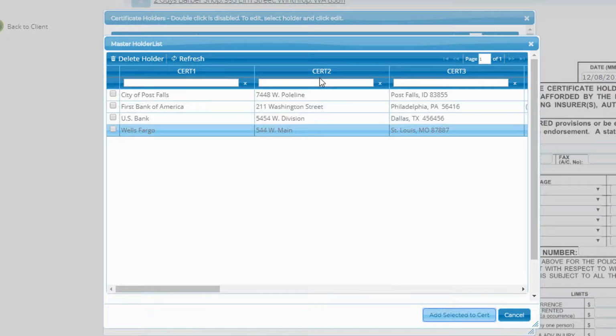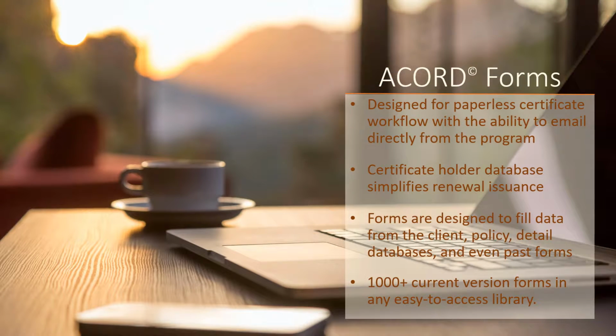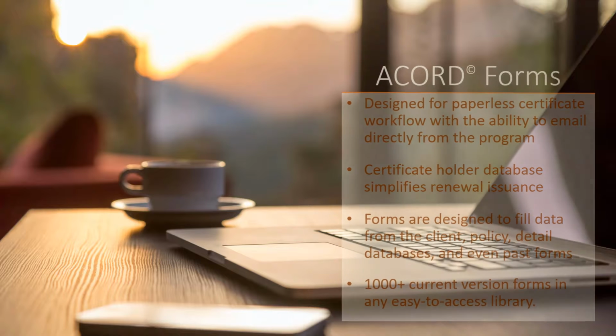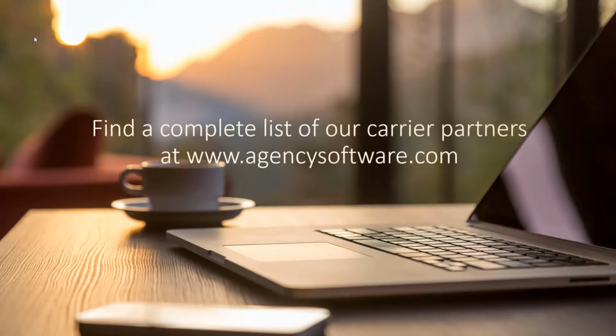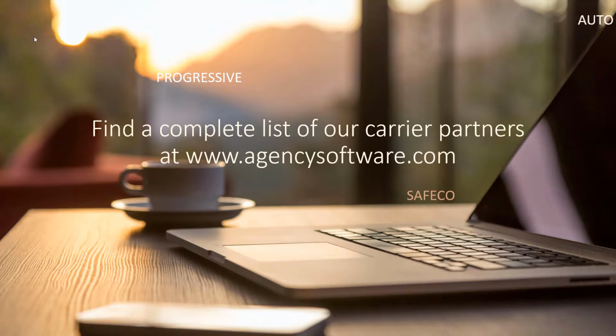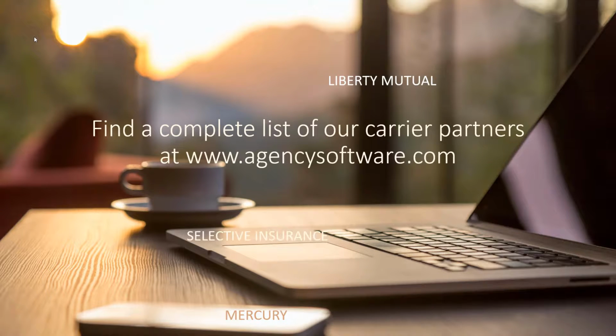These forms are designed to pull information from the client, policy, detailed databases, and other Accord Forms, minimizing your data entry tasks. Our company download add-on can save you even more time by converting the information sent by the carrier into management system data. The downloaded information may include client, policy, vehicle, property, driver, image, and more.